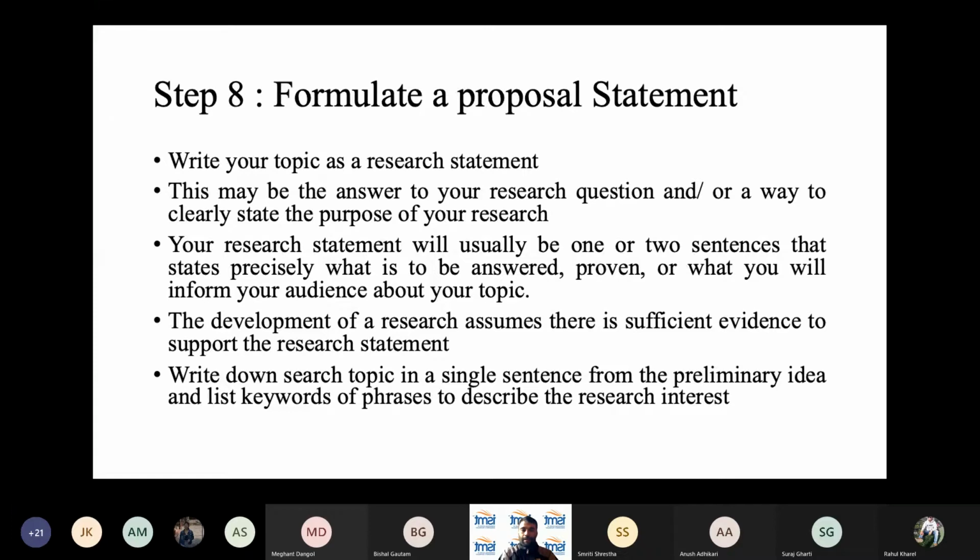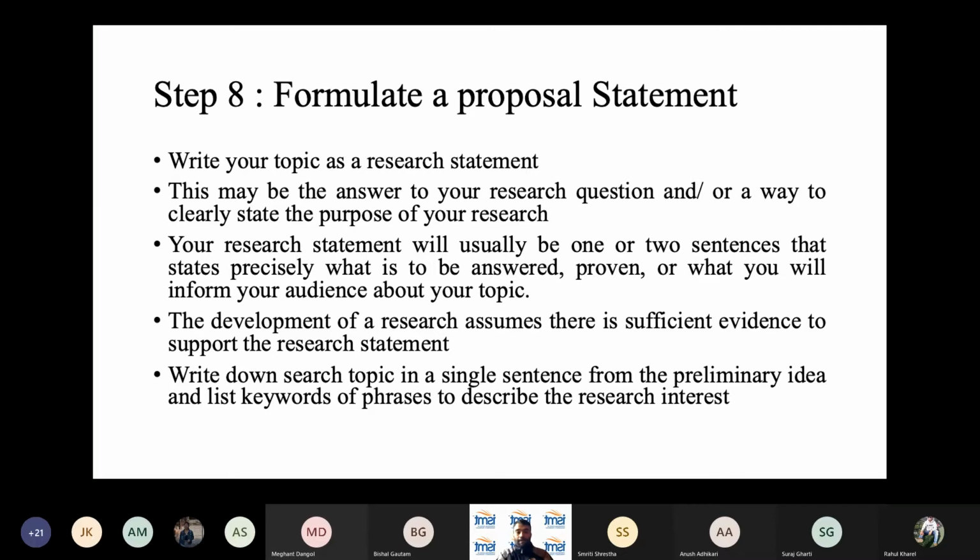Okay, that is, you have to write a topic as a research statement. Okay, topic as a research statement, for example IoT based home automation system or something like that. Okay, and this may be the answer to your research question or a way to clearly state the purpose of your research. Your research statement will usually be 1 or 2 sentences that state precisely what is to be answered, proven, or what you will inform your audience about the topic.